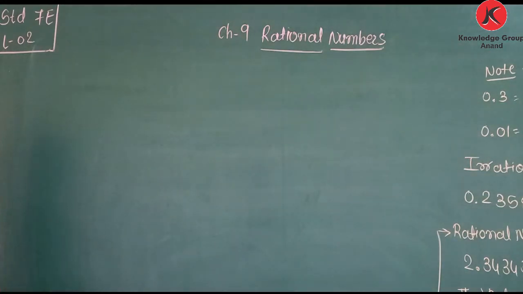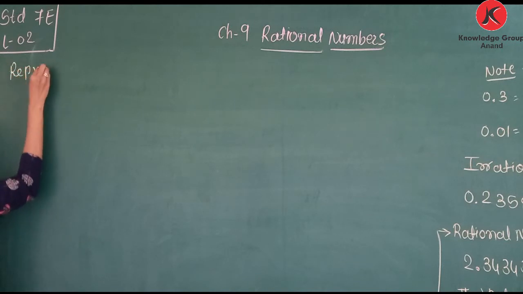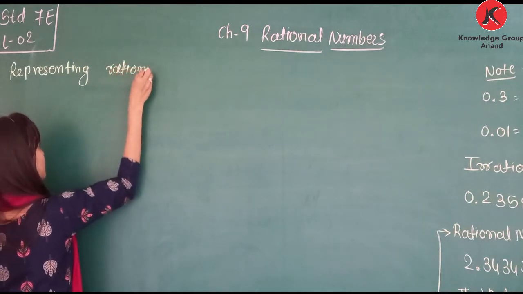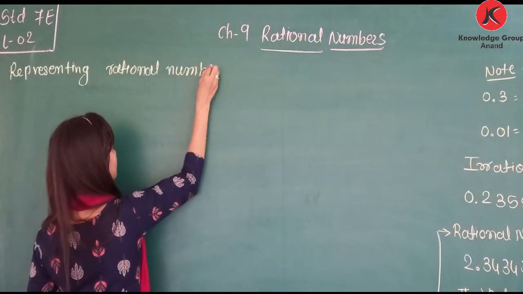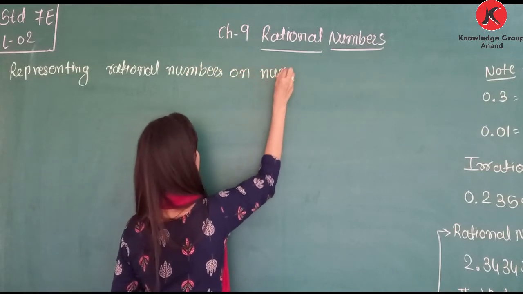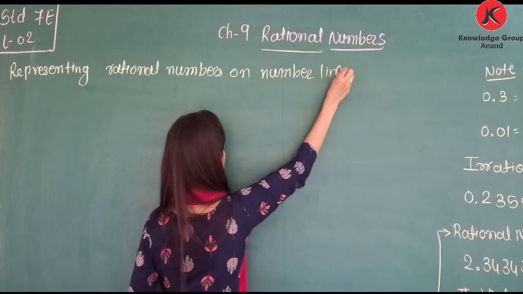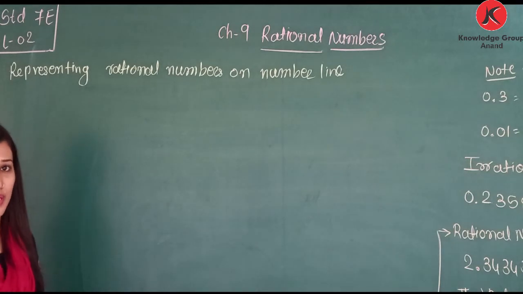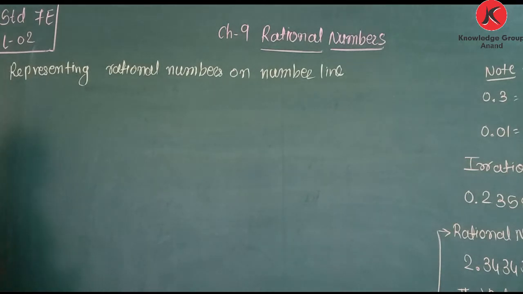Now, after the simplest form, we can learn about representing a rational number on a number line. So how can we represent a rational number on a number line? As we learned in fractions, we divide one part into equal parts and we represent the fraction. Same here, but we need to represent the negative part also.